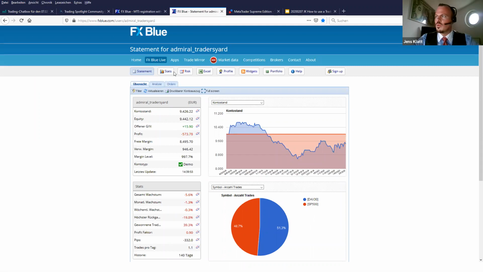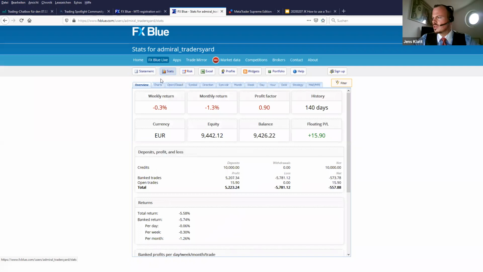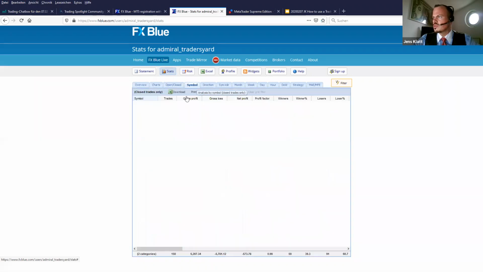But in fact, what we want to focus on, in fact, is the stats tab. Let me just see how many trades we're looking at here. So this is not on the first page. You can also look here at the symbols, in fact, and there you have 77 trades in the DAX, and you have 73 in the S&P, in fact. So we're looking at 150 trades in this case, which is, by the way, not that much.